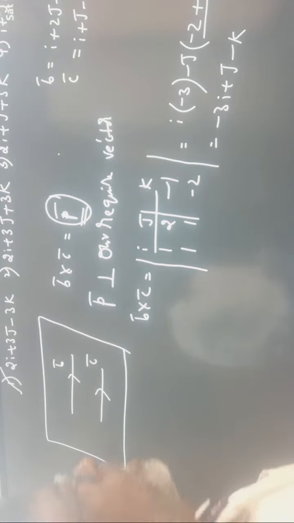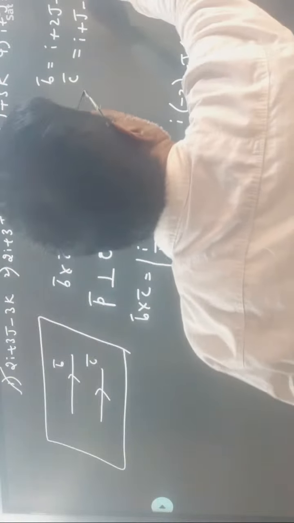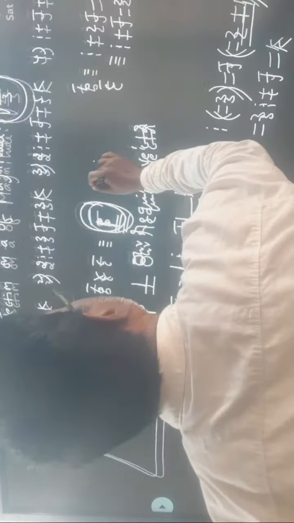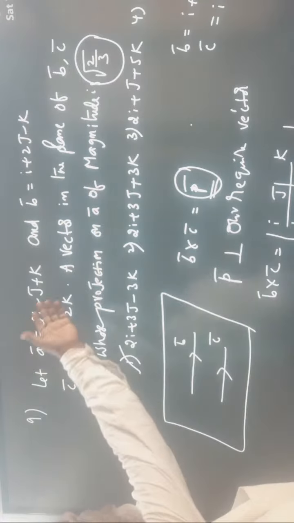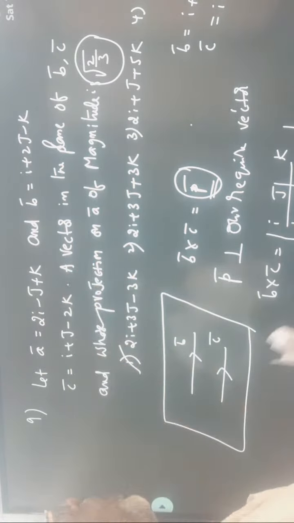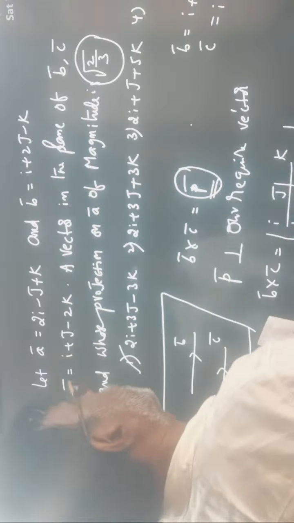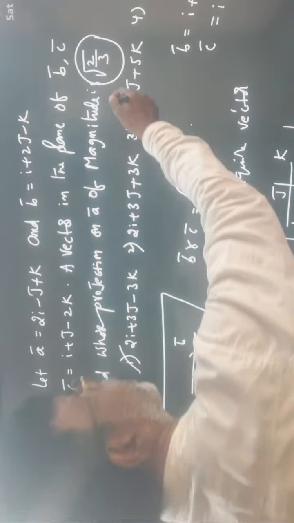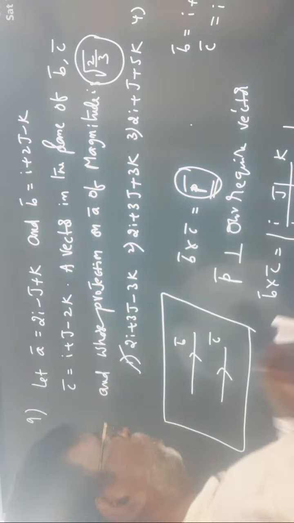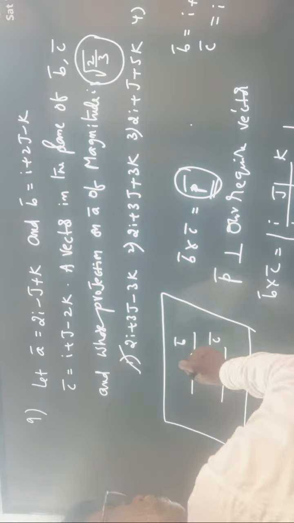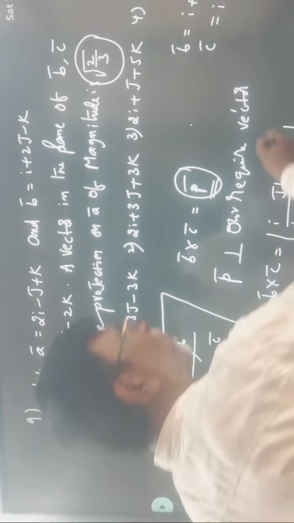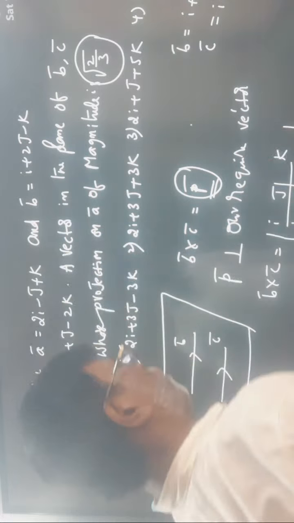Generally, this type of question, as given previously, we have to do like this. First, what is the equation? A bar is given: 2i minus j plus k, and a vector in the plane of B bar and C bar whose projection on A bar has magnitude root 2 by 2. So first we have to find B cross C. B cross C means perpendicular to both B and C. It is also perpendicular to our required vector.